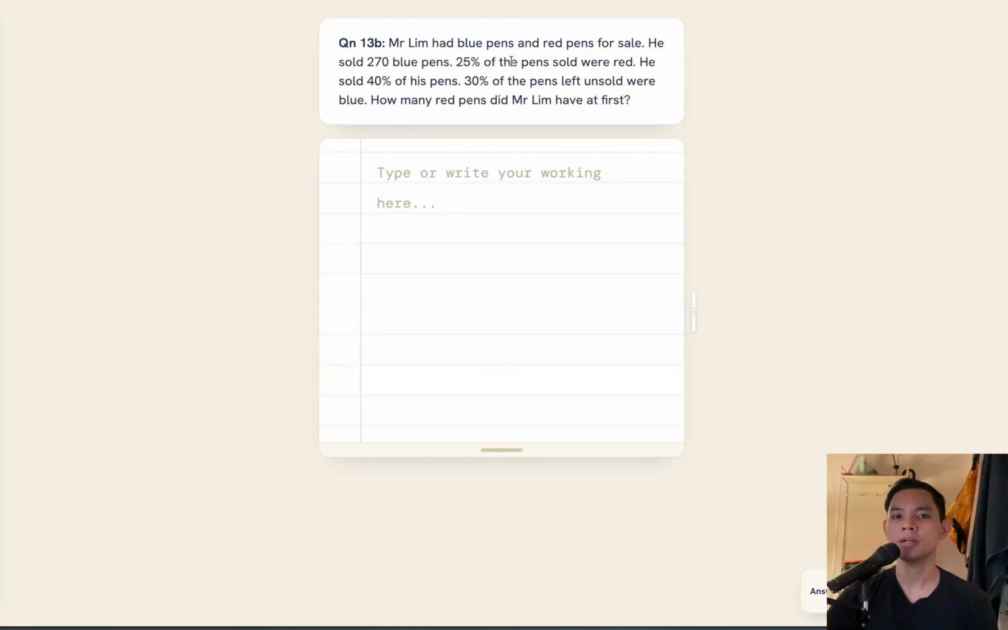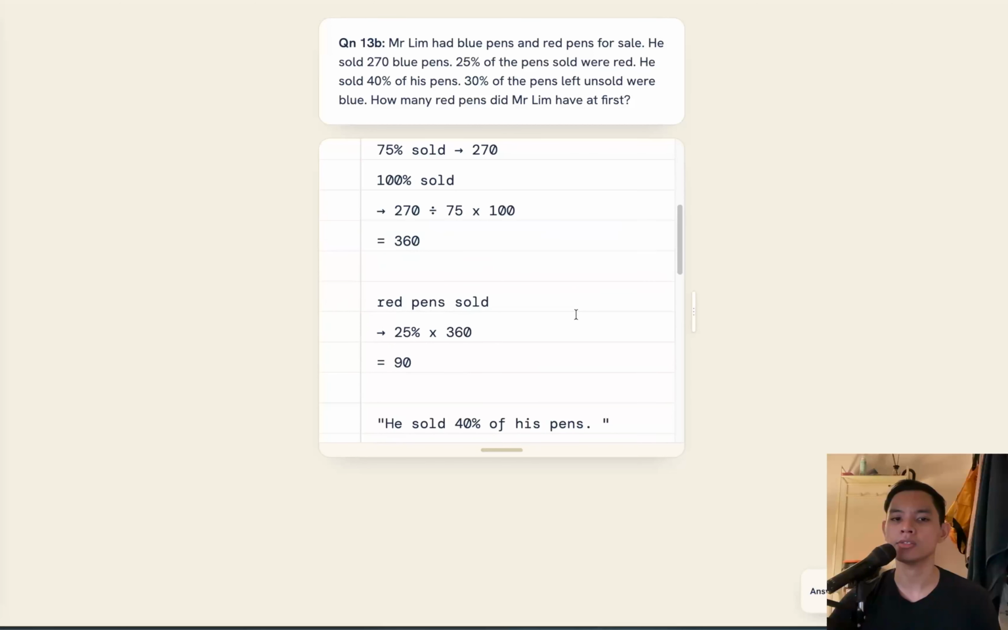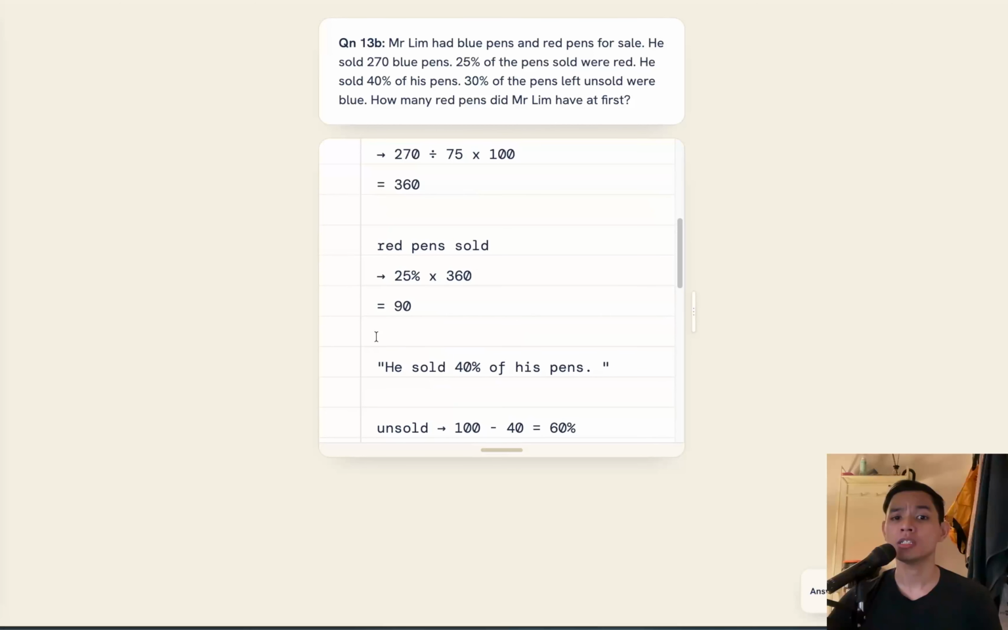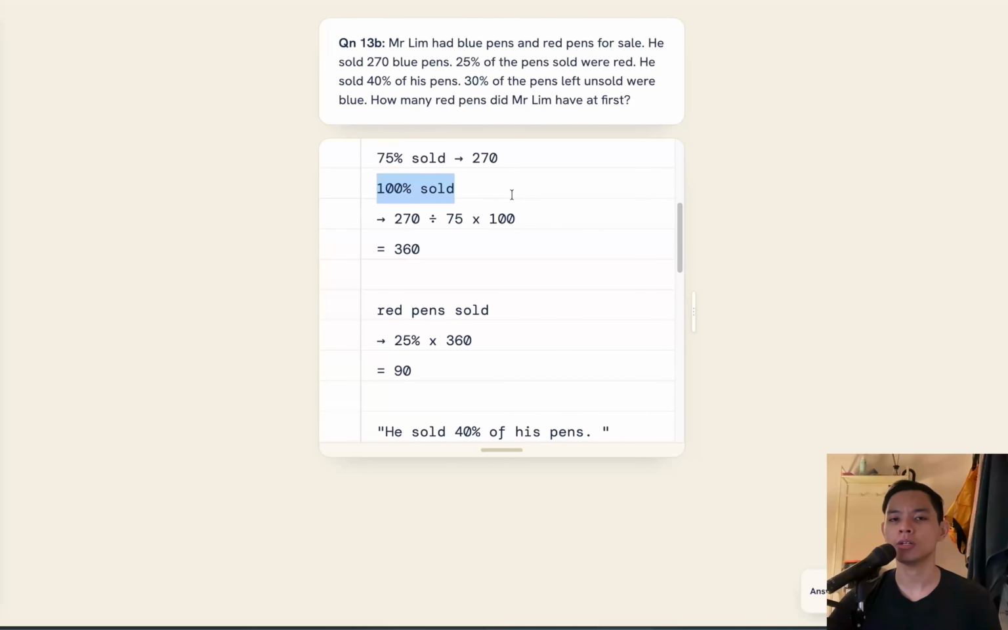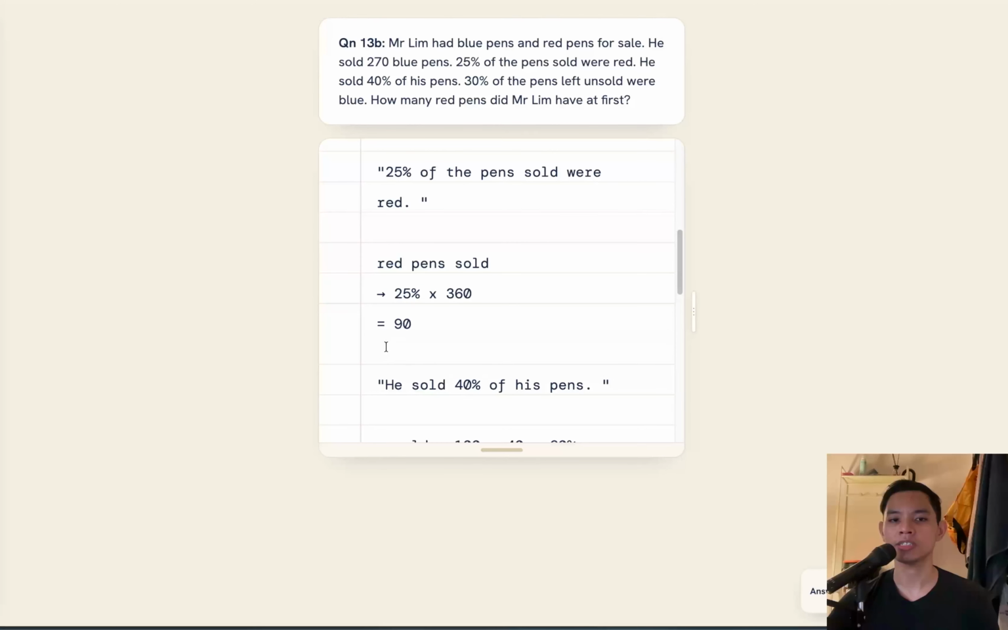So question 13, part B. He sold 40% of his pants, and 30% of the unsold pants were blue. How many red pants did Mr. Lim have at first? To get the red pants at first, we need red pants sold and red pants unsold. We know the total number of pants sold, which is 360. From the question, it says 25% of the pants sold were red, so the red pants sold is 25% of 360, which is 90.